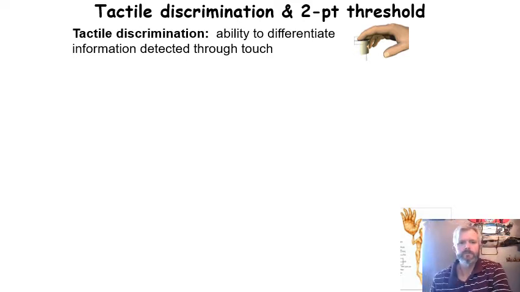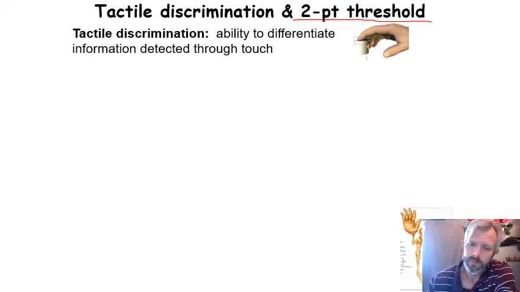So jumping back a little bit, let's look at tactile discrimination. How do we know where stuff is being touched? How do we discriminate between things? One of the common things, if we were in lab, we would be measuring what's called the 2-point threshold for discrimination. It's the ability to differentiate information detected through touch. How do I feel 2 different points? And this can vary between body regions.